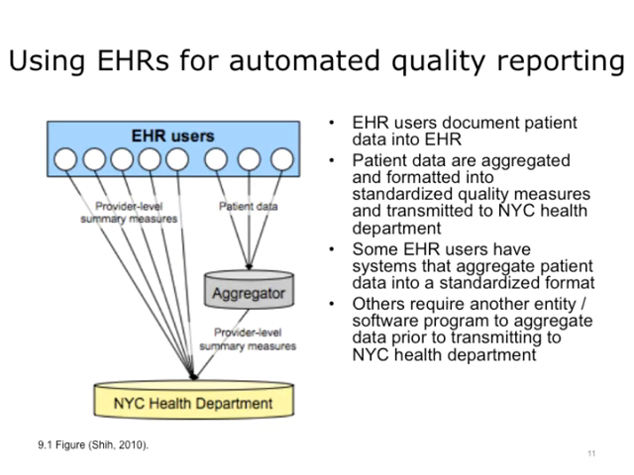Each EHR user transmits aggregated and standardized quality measures, either directly from their system or through a third party that aggregates patient information into provider-level reports before transmitting to the health department. Data is received both as aggregated practice-level information and summaries of the quality measures.